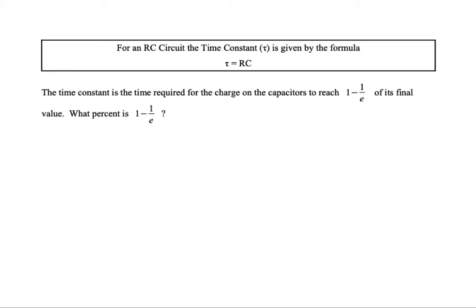For an RC circuit, the time constant tau is given by the formula tau equals R times C, where R is the resistance of the resistor in the circuit and C is the capacitance of the capacitor.